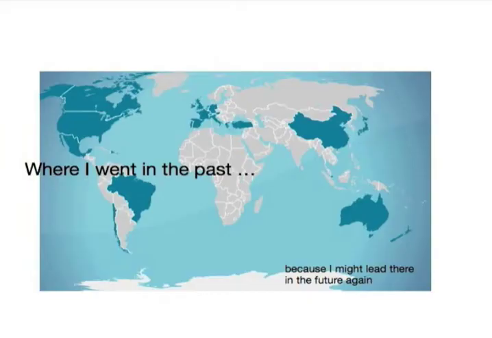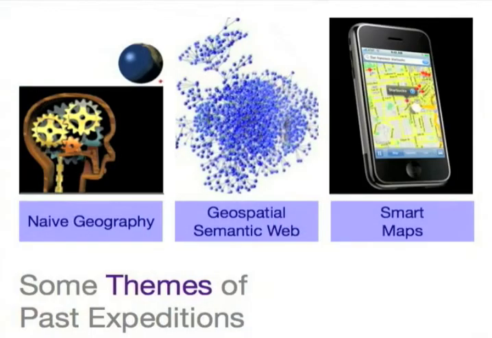So let me show you a few things where I have been in the past. And the particular reason for that is I want to show you also some of the places that I might revisit in the future. Because sometimes, although I've been there, these have been exciting expeditions, and they could lead us to new things. Naive geography was one of the themes of these expeditions, and it was really a thrilling experience to see how this topic has been picked up by the research community. In the same way, the geospatial semantic web has been a thrilling topic that everyone is talking about nowadays. And with Chris, I have enjoyed smart maps as a particularly exciting overall theme.